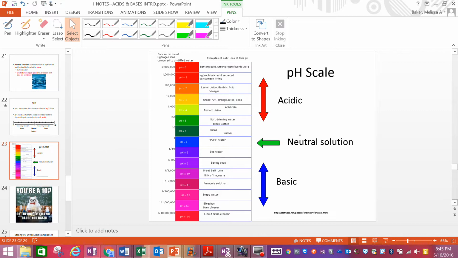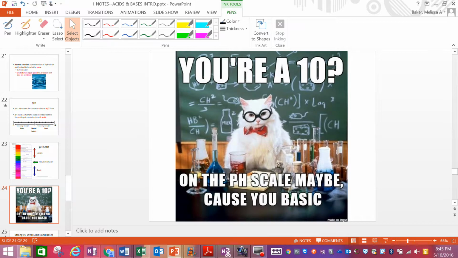There's just another picture showing some different pHs. Little joke for you, you're a 10 on the pH scale maybe because you're basic.